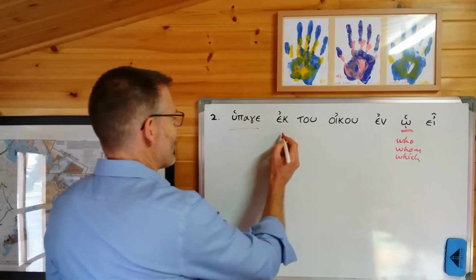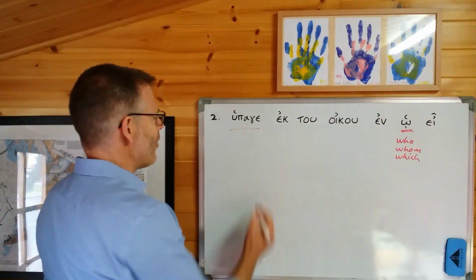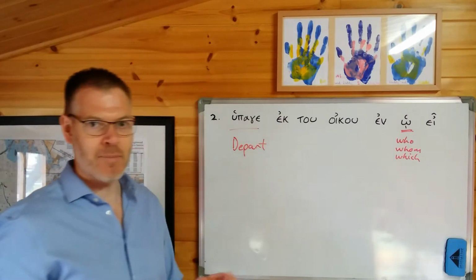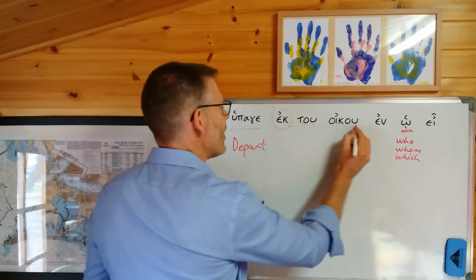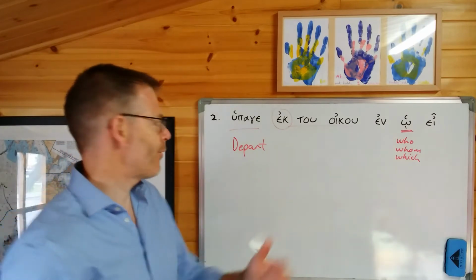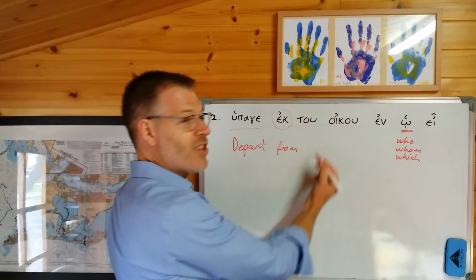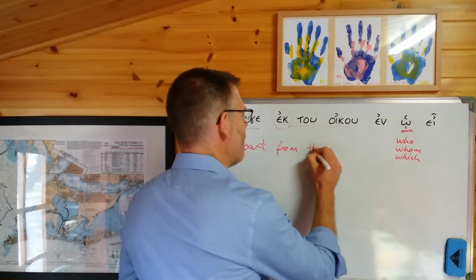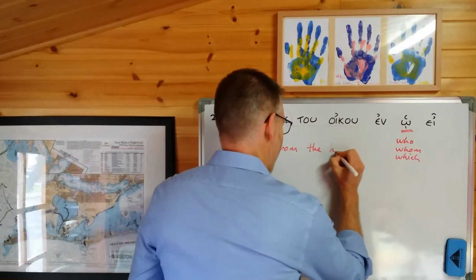Hupage is a verb. It's actually an imperative singular from hupago, and it means therefore depart, in the sense of depart as a command. Ek tu oiku, well, there's a preposition with its complement. Ek, from, in the sense of out from. So depart from, governs a noun in the genitive case. Tu oiku, from oikos, from the, what's oikos? Oiku, come on, you know that. From the house.